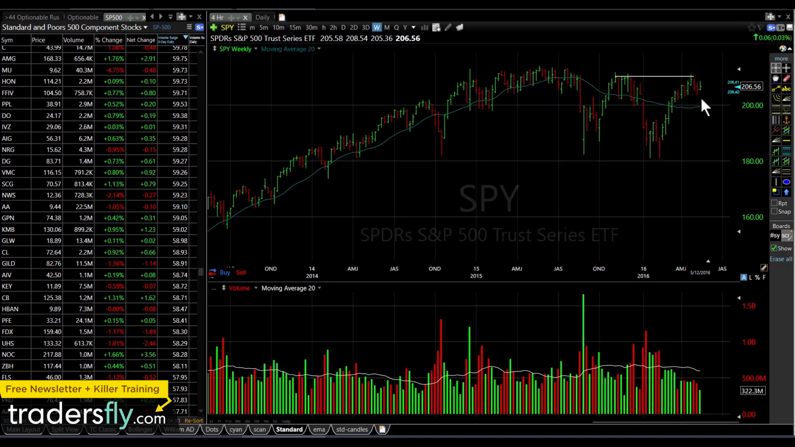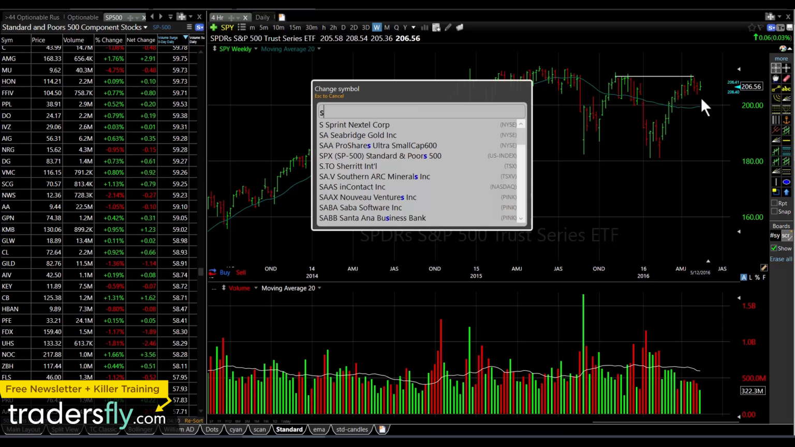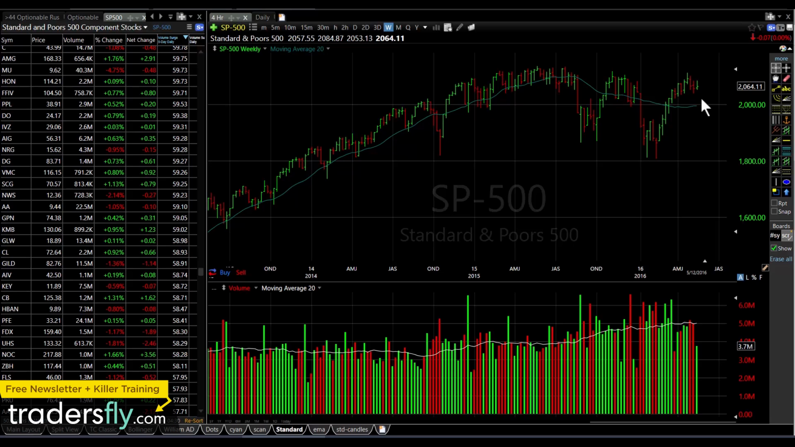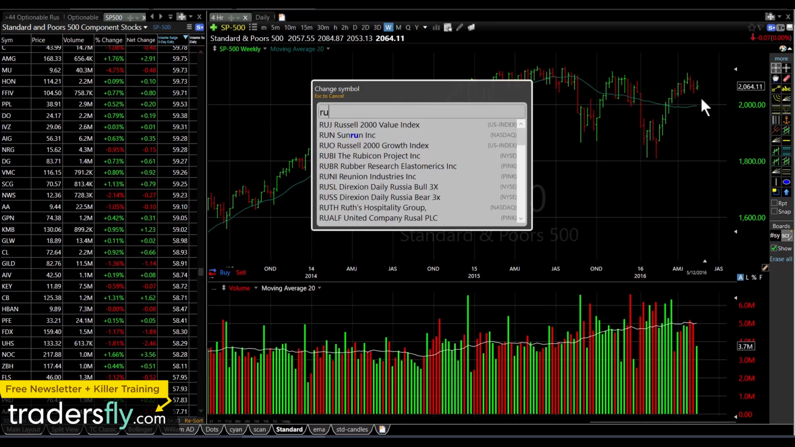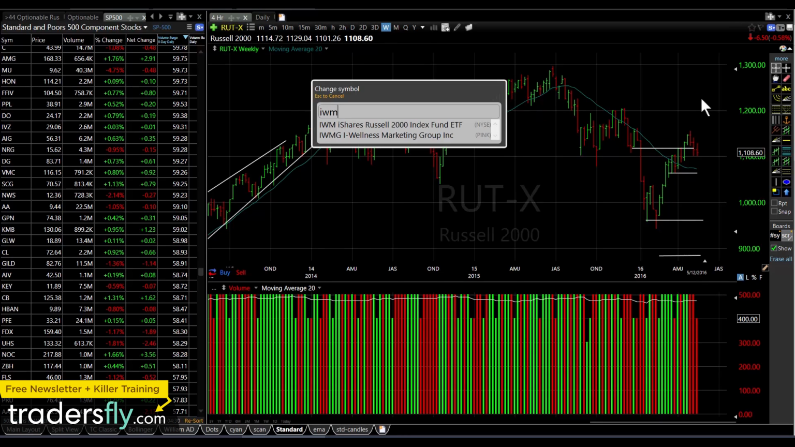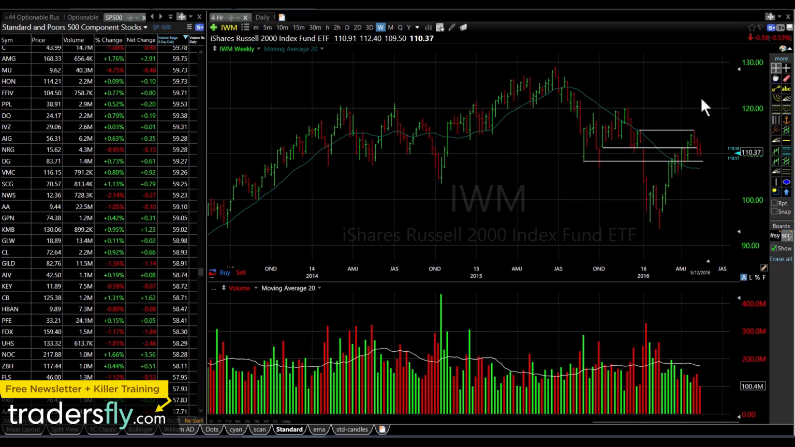In the other accounts that I also trade, I typically will trade ETFs, like the SPX, right here, which is the bigger SPY, or the RUT. And for the RUT, you have the IWM, which works with the RUT. So the IWM is the smaller version of the RUT. The reason I trade these is because you don't have to worry about earnings. You don't have to worry about fundamental analysis. You simply are trading an ETF. You just look at the charts.